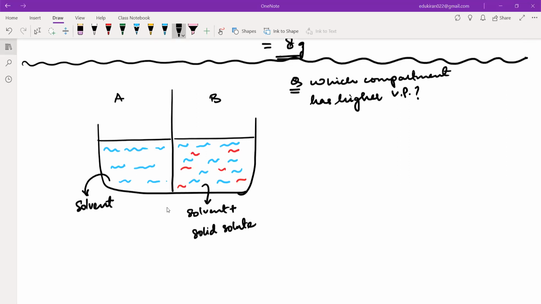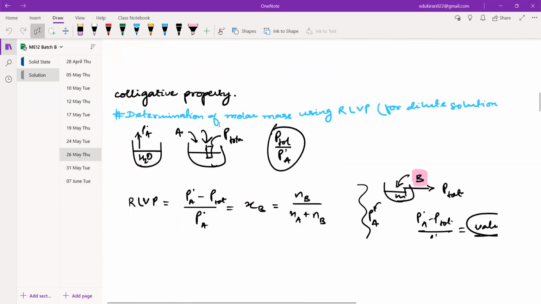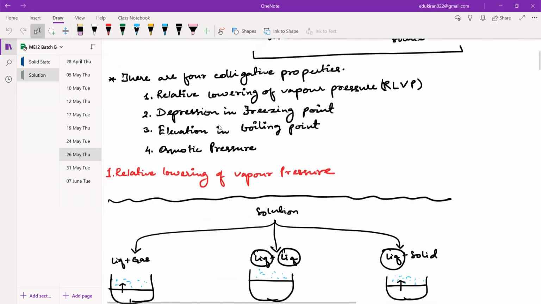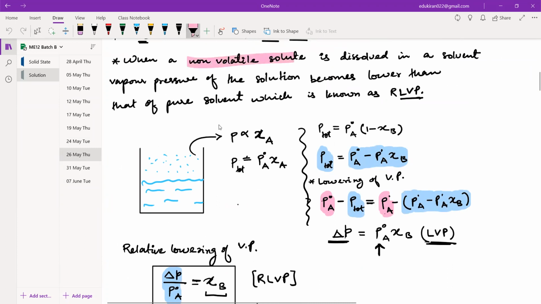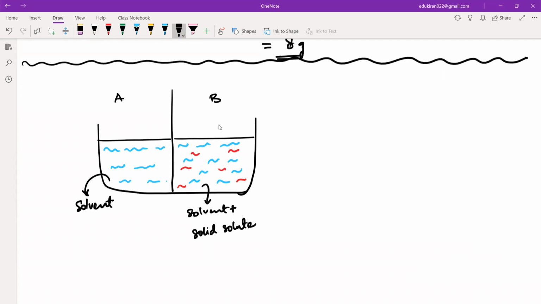पढ़ाई कीजिए आप लोग, ठीक है? See, when we started colligative properties, we did relative lowering of vapor pressure, right? What is relative lowering of vapor pressure? When a non-volatile solute is dissolved in a solvent, vapor pressure of the solution becomes lower than that of pure solvent. That is the first line from RLVP, relative lowering of vapor pressure. Okay, so please guys, पढ़ाई चालू कीजिए, कुछ नहीं याद रहेगा फिर आप लोगों को. Now tell me, all of you, please turn the mic on and tell me whose vapor pressure is higher.